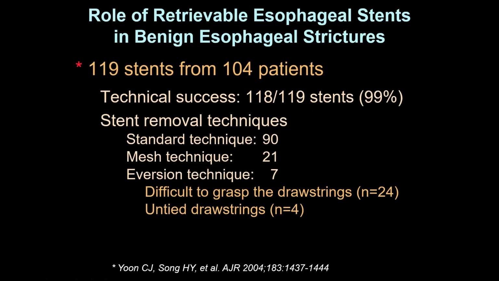The technical success rate was 99%. 90 stents were removed by standard technique, and the other 28 stents were removed by modified techniques, such as the mesh technique and eversion technique, because it was difficult to grasp the nylon drawstrings in 24 and to untie the drawstring in 4.